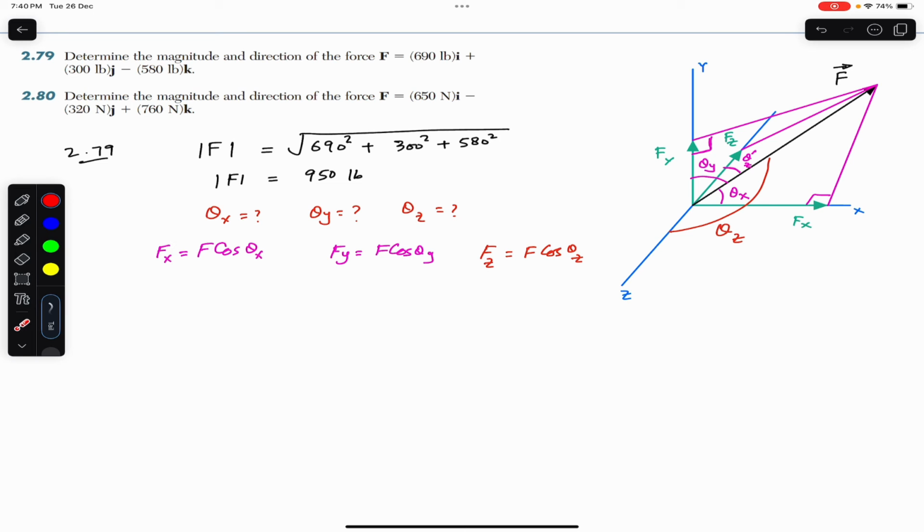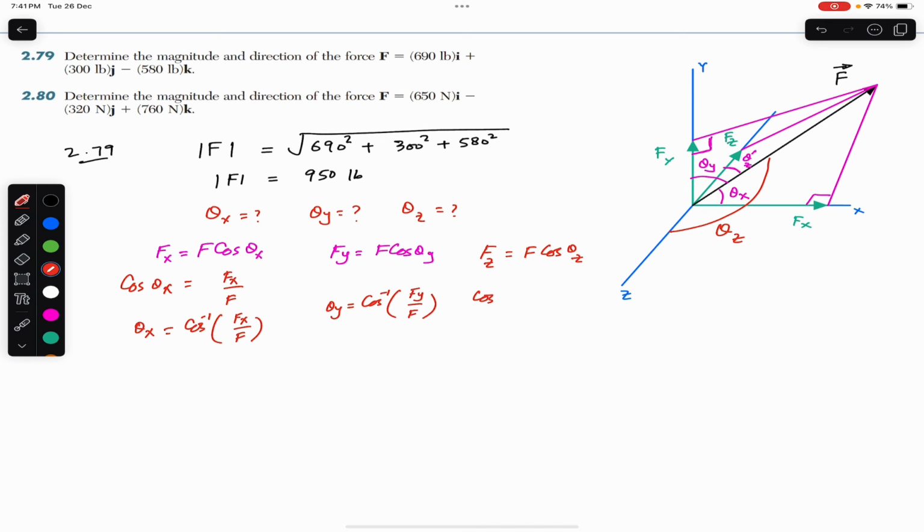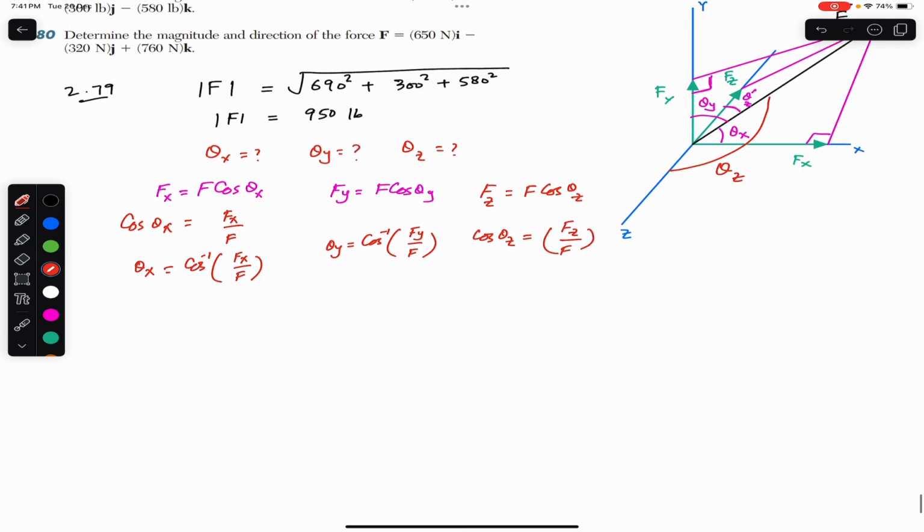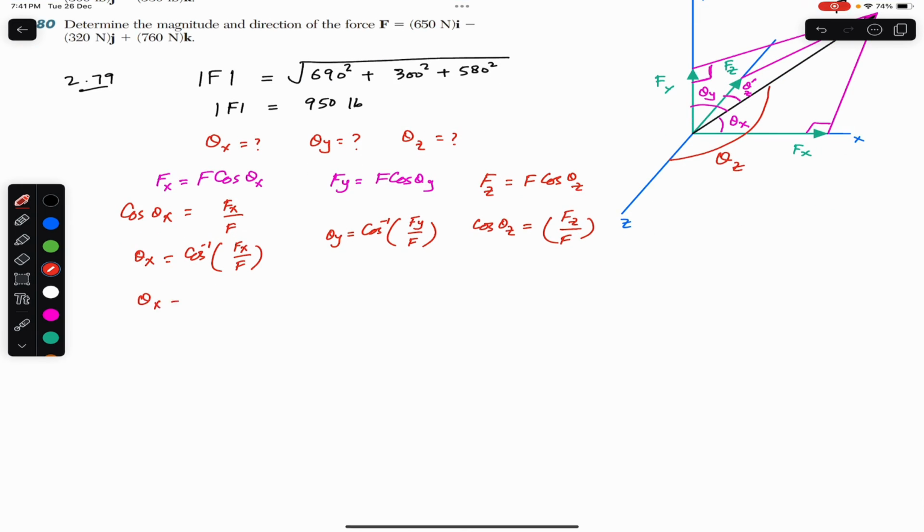So now we need to find theta x. From these three equations, we can say that cos of theta x is f of x divided by f, or we can say that theta x is cos inverse f of x divided by f. And similarly from this we can say that theta y will be cos inverse f of y divided by f, and similarly cos of theta z will be f z divided by f.